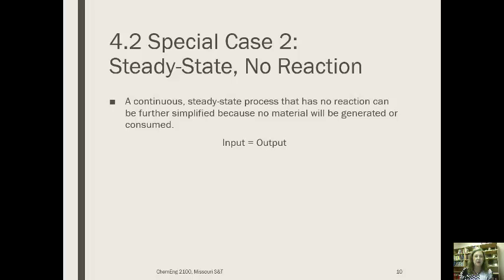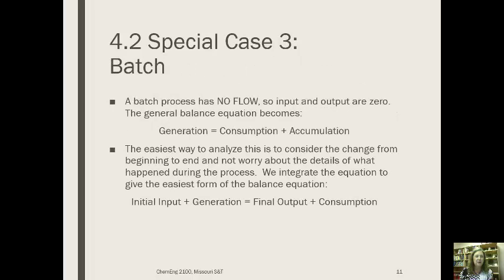Then of course we have those batch problems. For a batch problem, we're going to have no flow, so the input and output are going to be 0. So we're left with generation is equal to consumption plus accumulation. Again, we can deal with this many different ways, but one way to deal with the accumulation is it's simply the change between the beginning time and the final time, correct? If you have a differential equation model, then you could actually write this as a differential equation and solve that. But most of the time, we can just simply look at this as the difference.